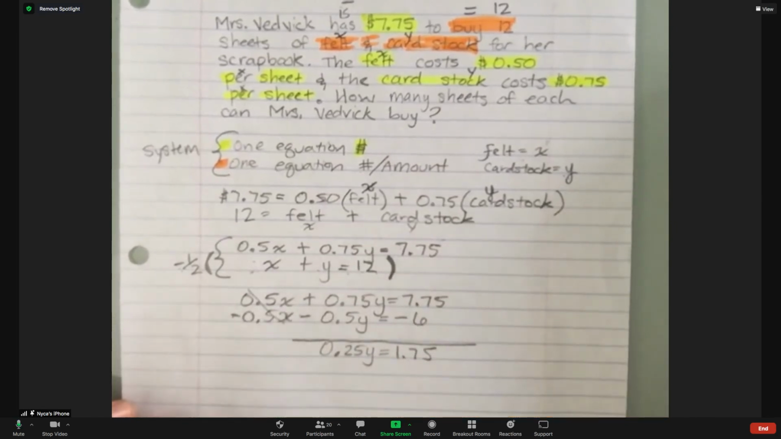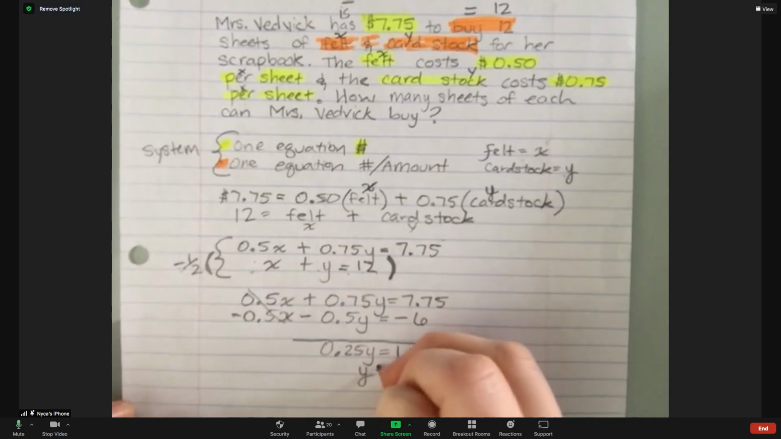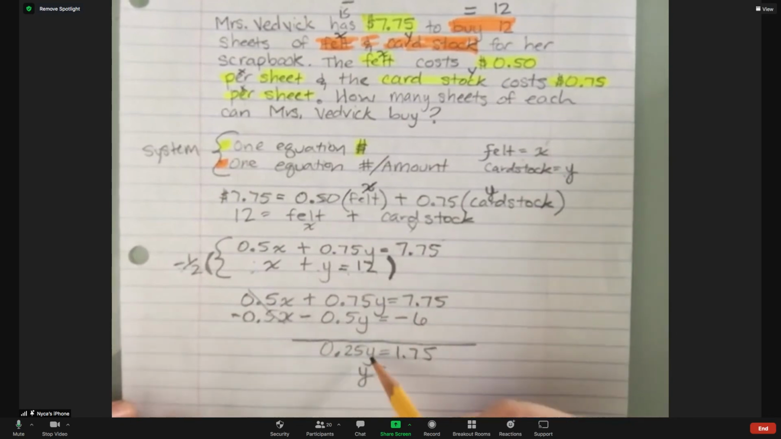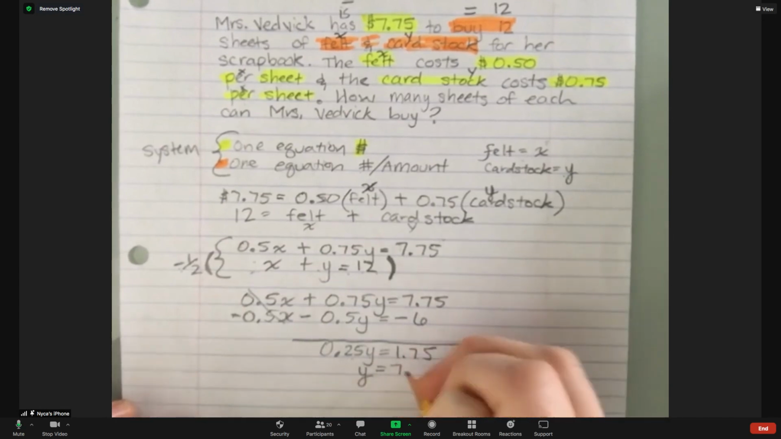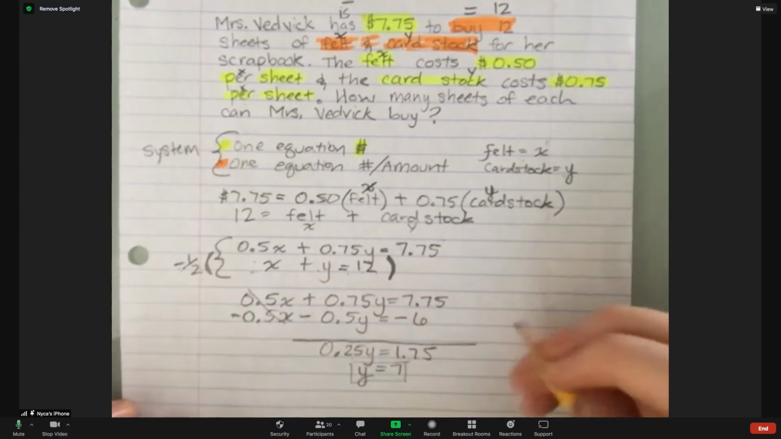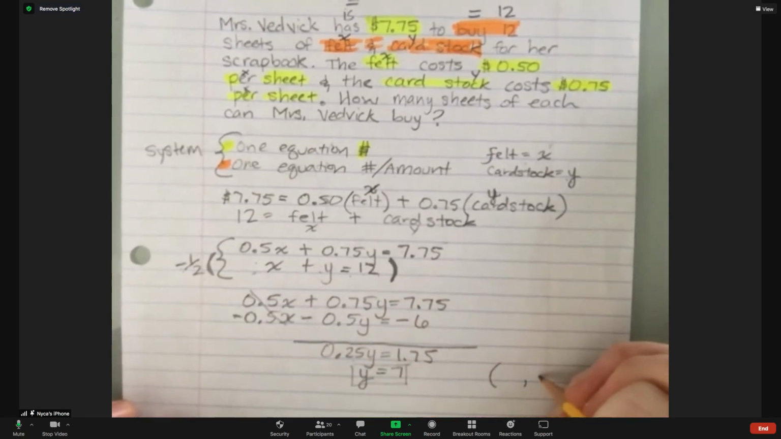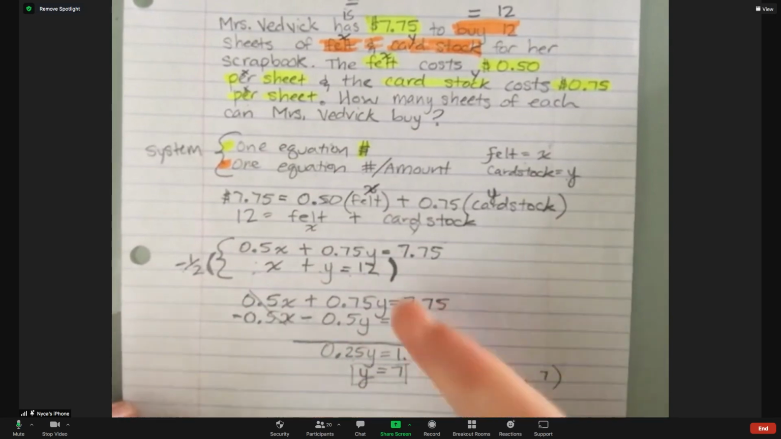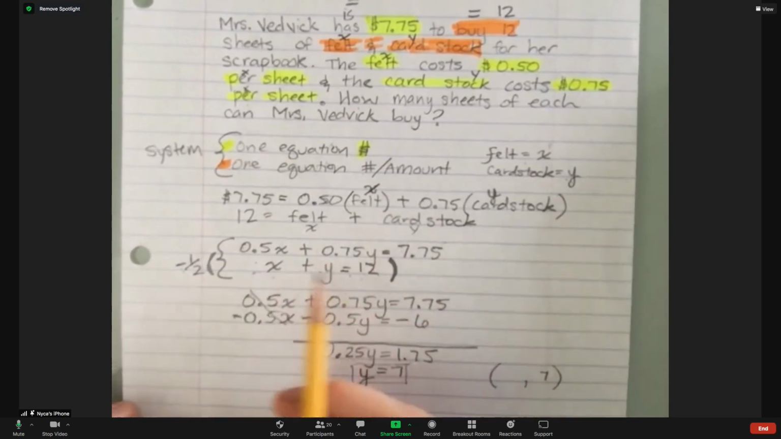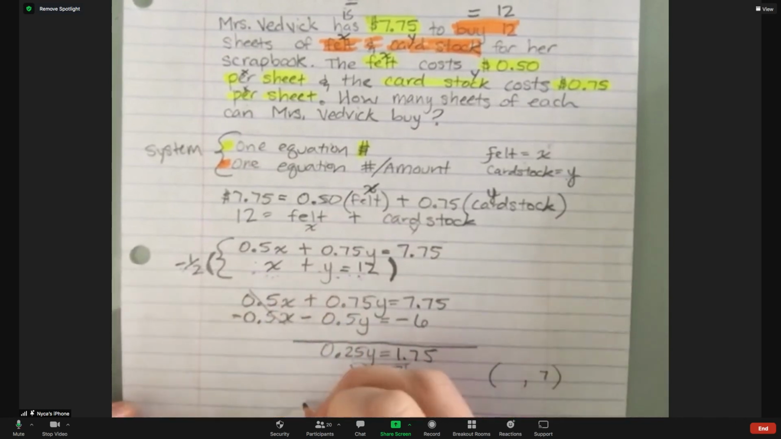Now think in your head, how many quarters are there in $1.75? Because if it's y times 0.25, that means y times a quarter. So then divide by a quarter. Well, there's 4 quarters at $1, and then 3 more for 75. So that means a total of 7. All right, so right now I know my y is 7. Then I must plug in to get my x. I always, for these, will pick this one because it's a lot easier.